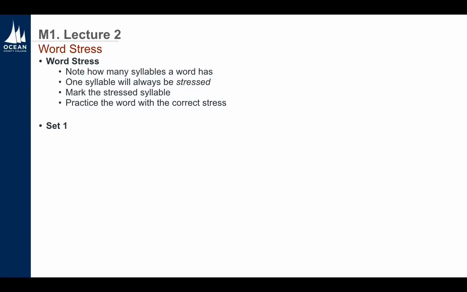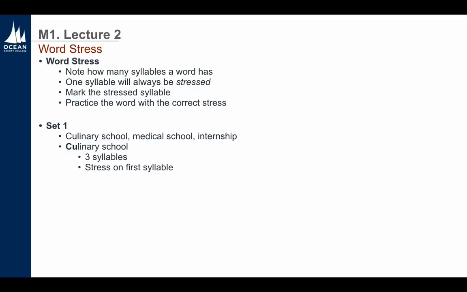Okay, so let's look at Set 1. Here we have 3 words from Set 1. Let's look at the word stress for each of these words. So the first one, culinary school. This word has 3 syllables, culinary. The stress is on the first syllable, culinary. And you can see that I marked the stress in bold.